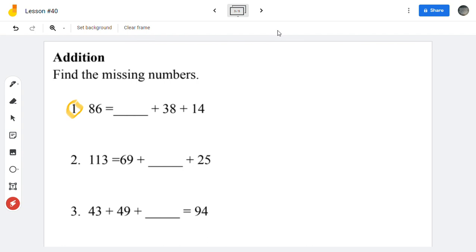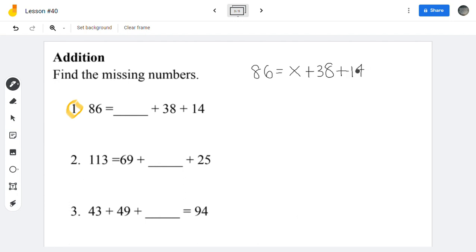Now, the second section we're going to go over is addition, and we're going to be finding a missing number, which is very similar to the last lesson, except this involves just adding integers. Now we're going to go over number 1. It says 86 equals missing number plus 38 plus 14. Now I'm going to replace this missing number with a variable, and I'm going to use x again. So it will be 86 equals x plus 38 plus 14.